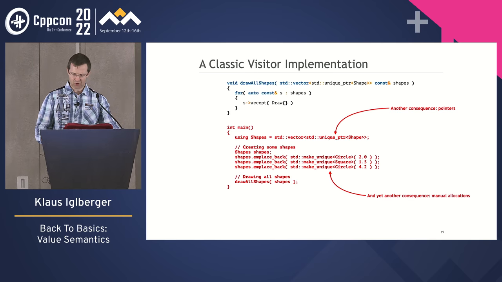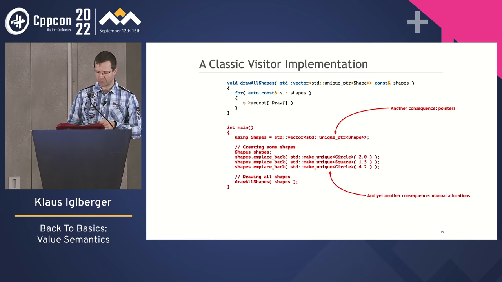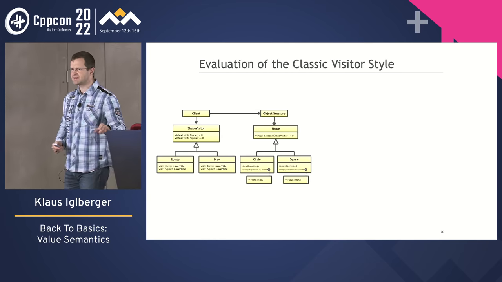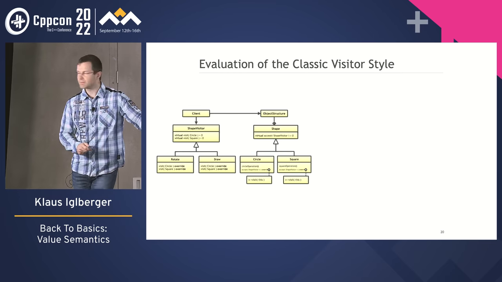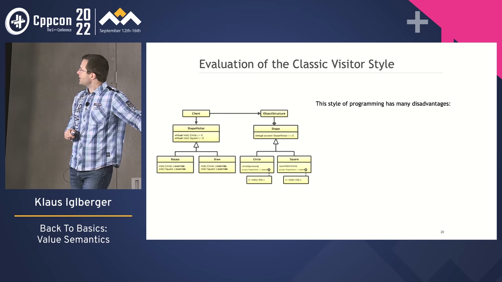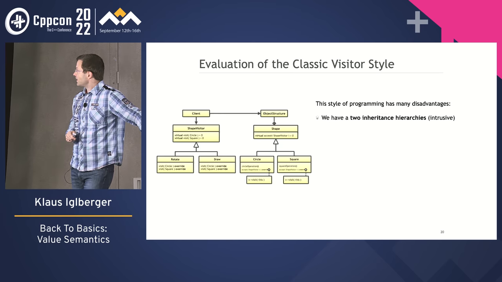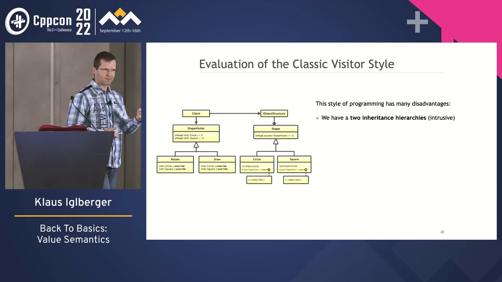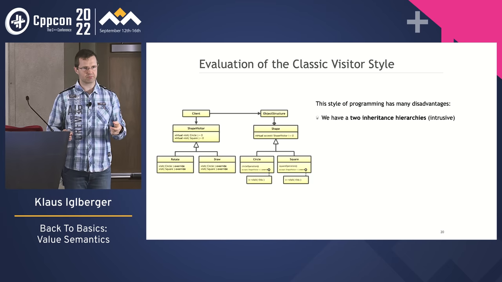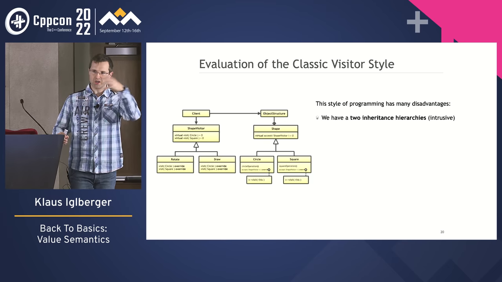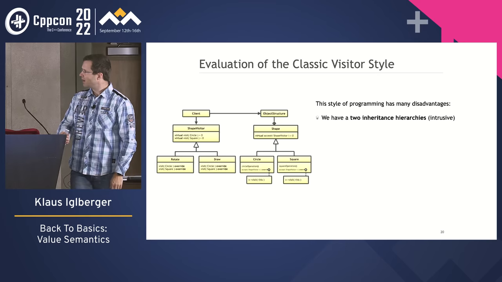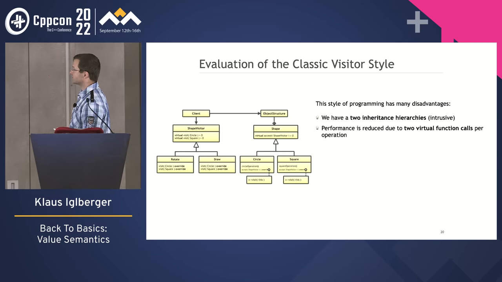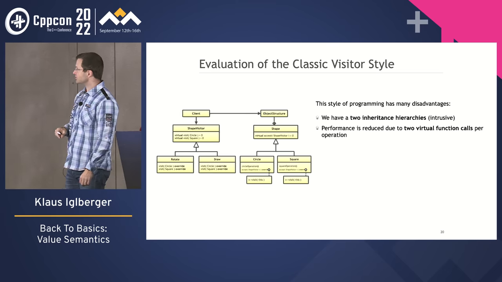So there is a lot of consequences to this style of programming. And over the years, we have actually realized this is not such a great idea. So this style of programming has many disadvantages. First, there is these two inheritance hierarchies. Inheritance is intrusive. This is usually a little hard to use everywhere. And of course, this inheritance also has these many consequences we've seen. For instance, the virtual functions.